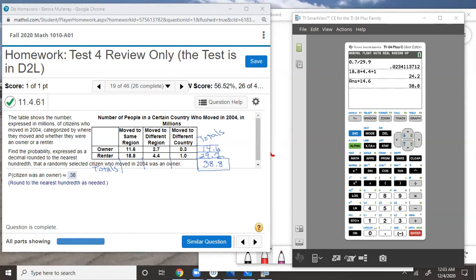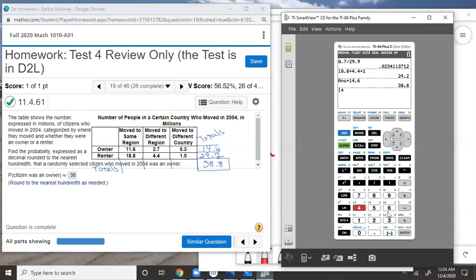But it's not necessary in this problem because all we need is the probability that a person who moved in 2004 was an owner. So the total number of owners that moved was 14.6. So the probability is 14.6 divided by our total, which is 38.8. We're going to express this to the nearest hundredth, which is 0.38.